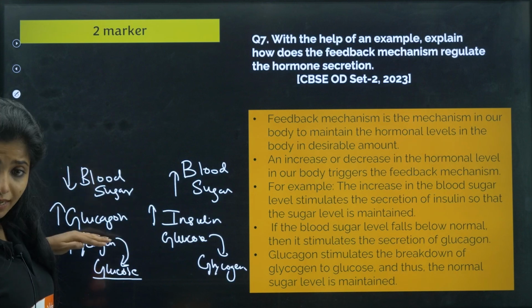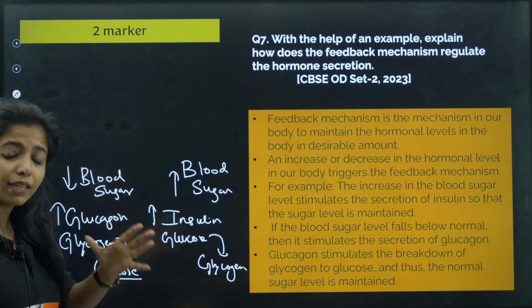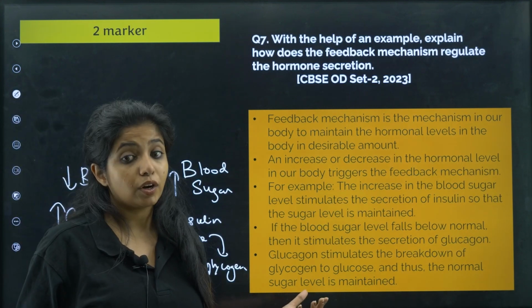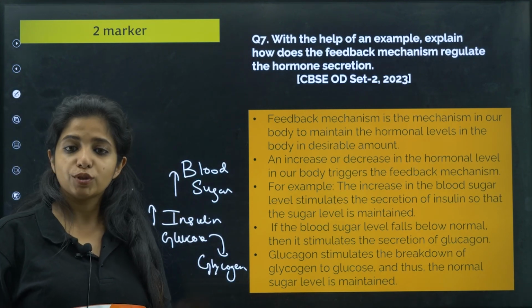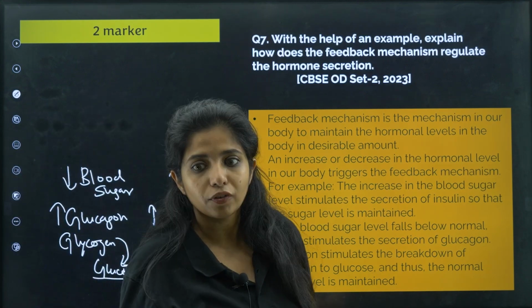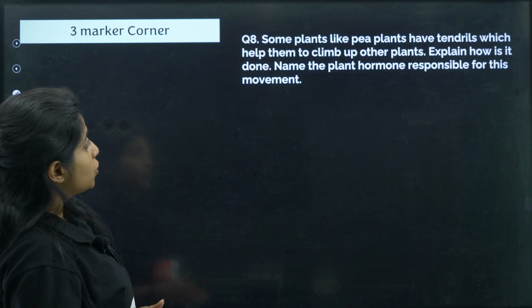If blood sugar is less, you need someone else to make it up also. This is a feedback thing happening over here. If our body was not able to identify it, then obviously things would not have been working this smooth. So this is a 2-marker question, a very important question that has come in boards and could come again in a different framework.